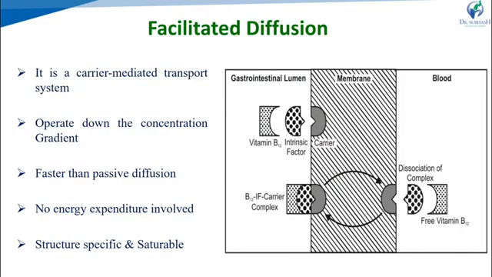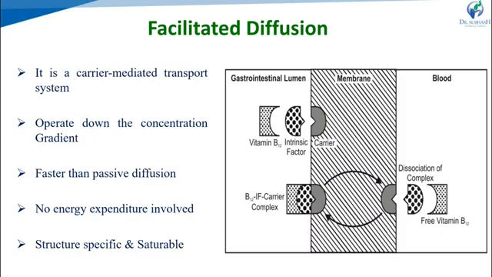The first one is facilitated diffusion. It is a carrier mediated transport that operates down the concentration gradient, like the passive diffusion we saw previously. But as compared to passive diffusion, facilitated diffusion goes for faster absorption because the drug binds with a carrier. Here also energy is not required, similar to passive diffusion, but it is structure specific and saturable.